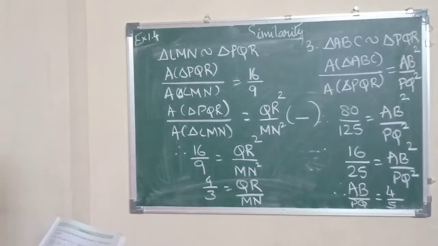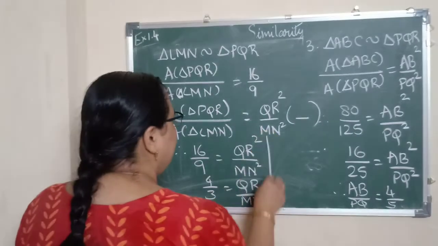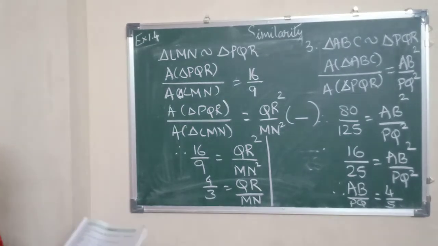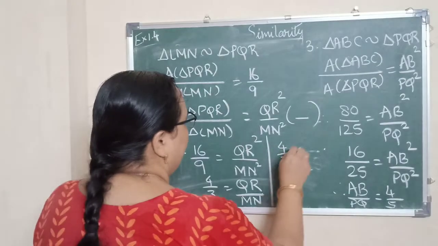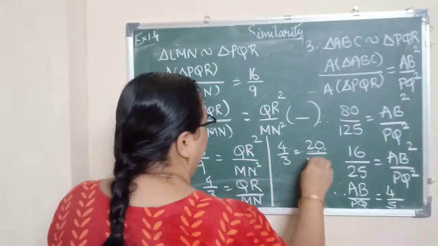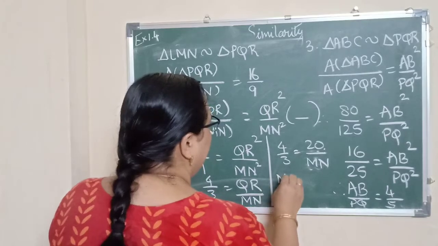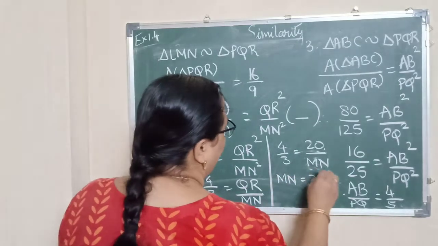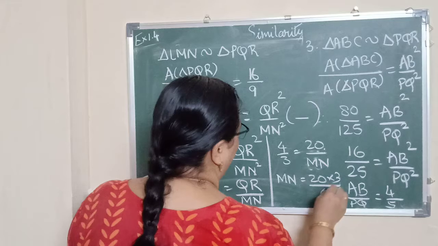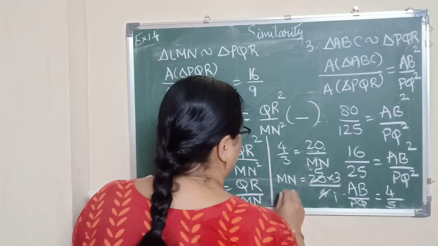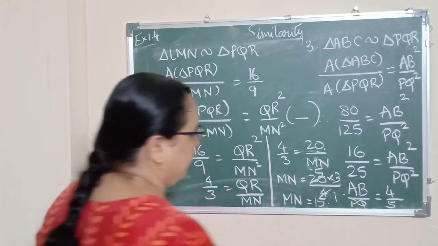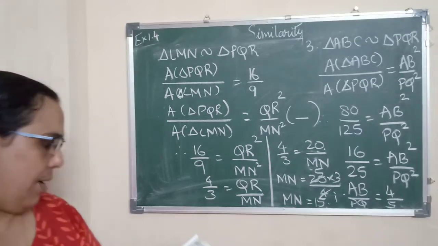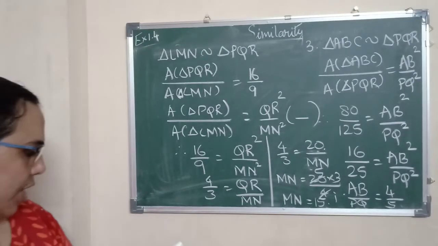Correct? Yes. So now it looks much easier, right? Therefore 4 upon 3 equals 20 upon MN. So what is MN? Come on, 20 into 3 upon 4, 4 fours are 20, so MN is 15. Got it? So with that we complete the fourth sum. Now please try the fifth one.